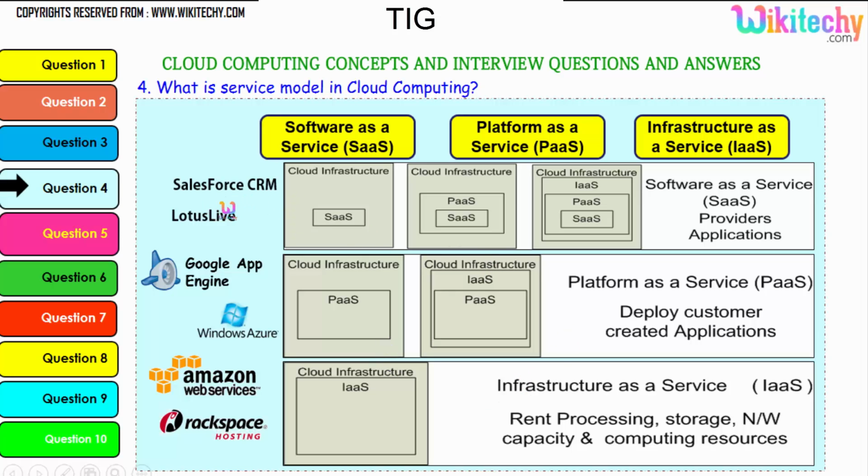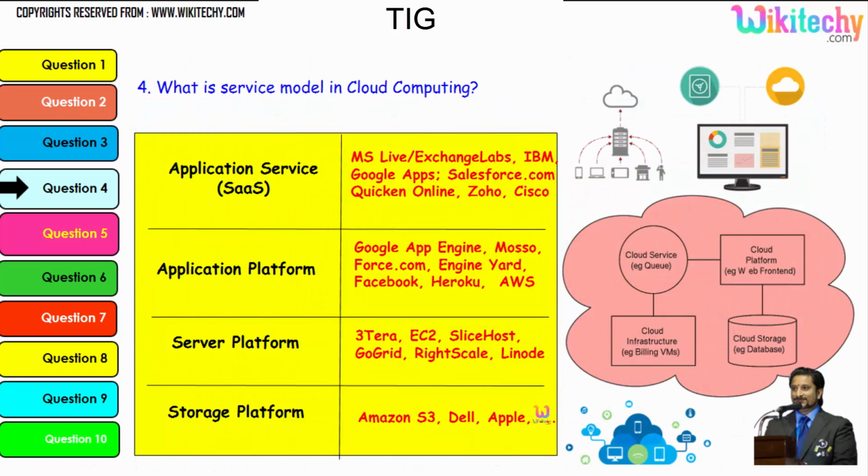And this is the example for SaaS, Lotus Live and Salesforce CRM. Over here it's a Windows Azure, Google App Engine. Over here you are able to see your Amazon Web Services and Rackspace hosting. So still further digging up your service model. So these are the typical examples. Your application service is this one, your application platform is this one, the server platform is this one, and the storage platform is given by Amazon S3, Dell, and Apple.